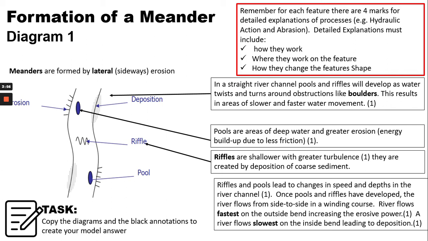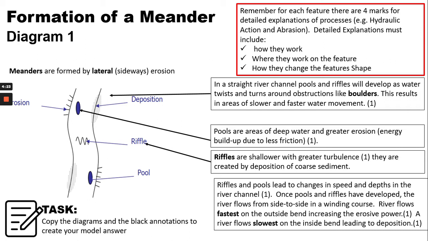Riffles and pools can lead to changes in the speed and depth of the river channel. We've established that from our descriptions, but you need to make that clear. Once you have pools and riffles in a channel, the river starts to flow from side to side. It starts to become more of a lateral movement. So instead of flowing straight down the middle of the channel, with the pools and riffles you start to get the water moving from side to side in a winding course.